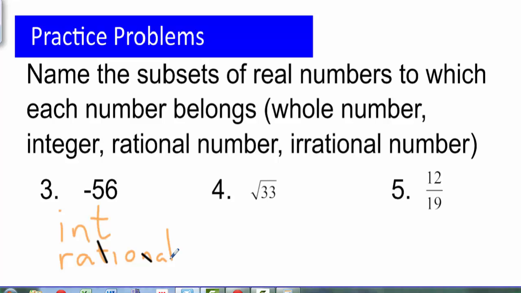The square root of 33. Well, 33 is not a perfect square, so this is an irrational number. And finally, 12/19. Well, it's not whole. It's not an integer because it's a fraction. It is rational. It has an integer in the numerator and the denominator.